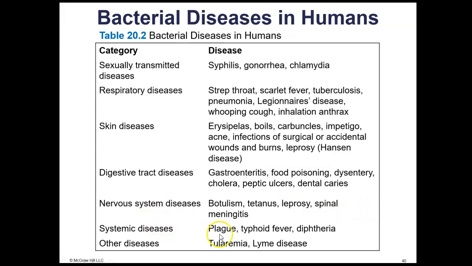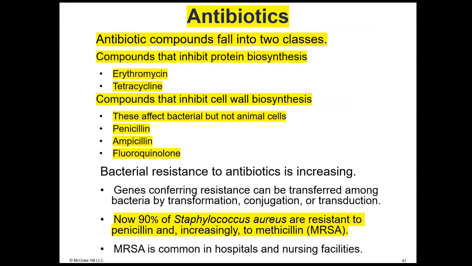And systemic diseases, these affect the entire body: plague, typhoid fever, diphtheria. And then other diseases like tularemia and Lyme disease. Lyme disease, of course, is caused by ticks. You can look these up, but the main thing is to compare this table to the one that shows the diseases caused by viruses.